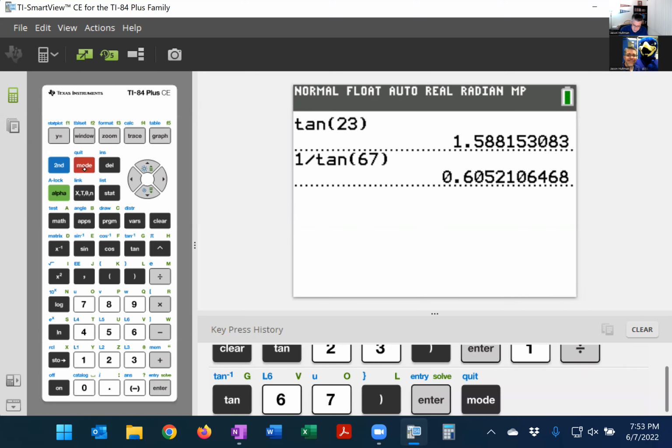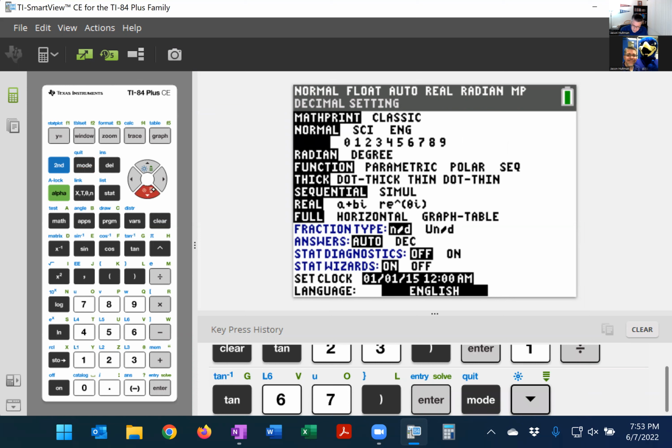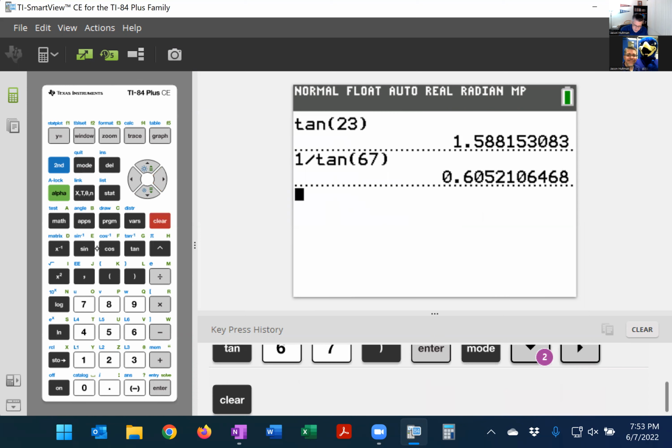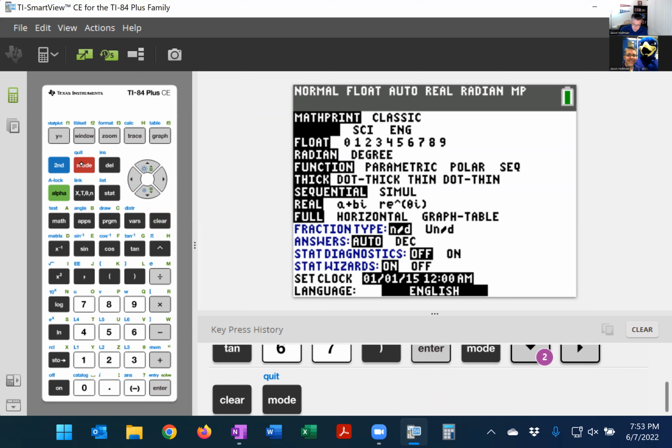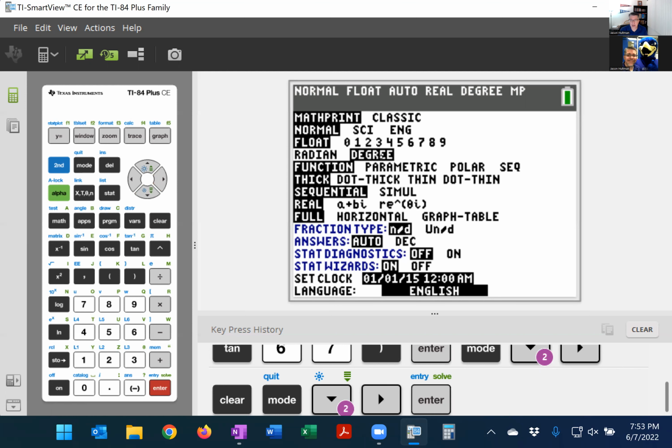Oh, you know what? I think I have this in the wrong mode. This should be in degrees mode. Make sure that you have it in the correct mode. How do you get your calculator in the correct mode? You hit mode, which is second, next to the button at the very top. Then you arrow over to degree, down to degree, hit degree and then hit enter. And make sure that that one's highlighted now.